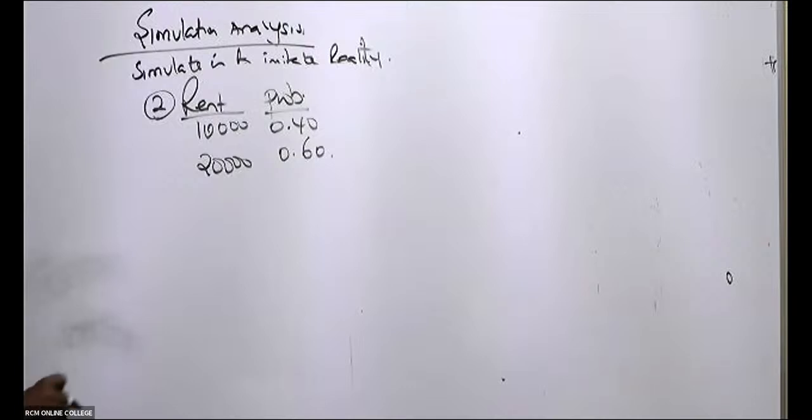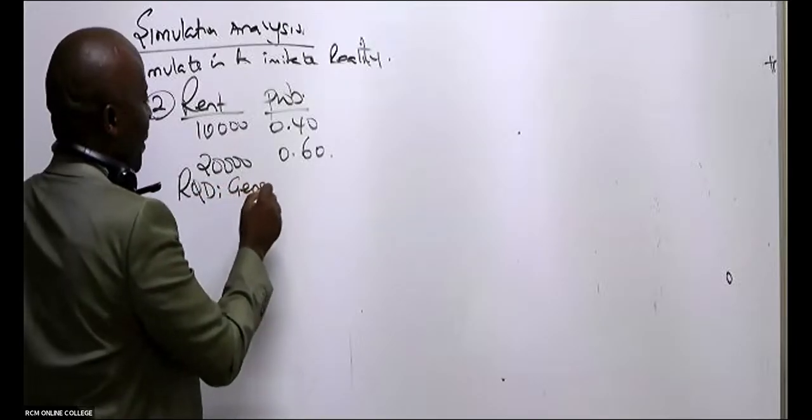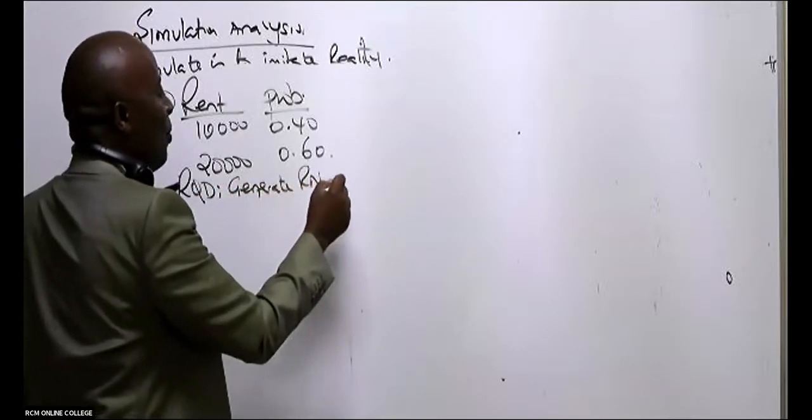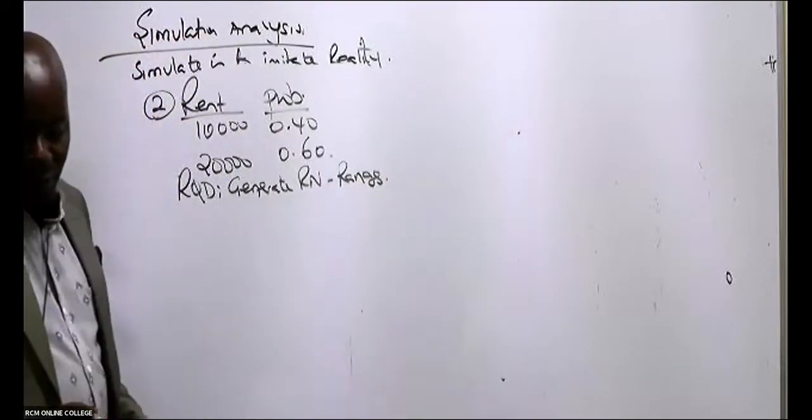You are required in this case to generate random number ranges. Required: generate random number ranges. Very easy.